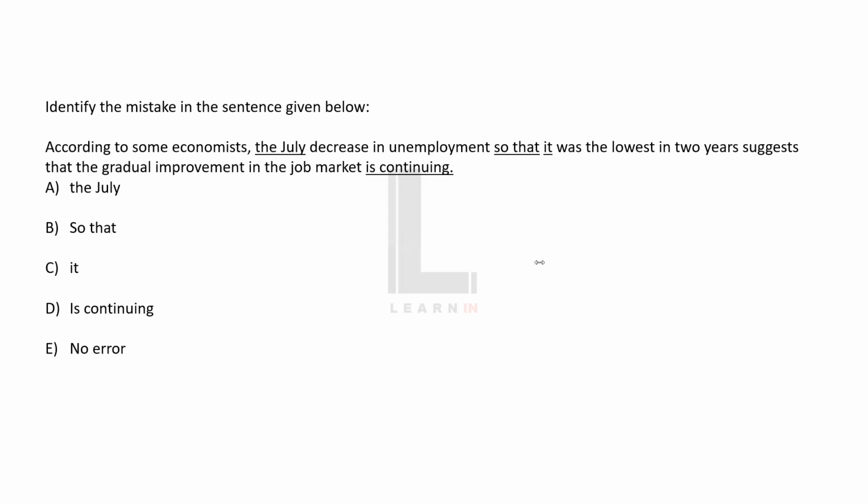Okay, so I have got 2 to 3 options only, right? Okay, so let us start with the first one. The July. Now, what are we talking about? What is the subject? According to some, the July, are we talking about July or are we talking about something else? What are we talking about in this sentence? No, we are talking about decrease in unemployment, not unemployment.